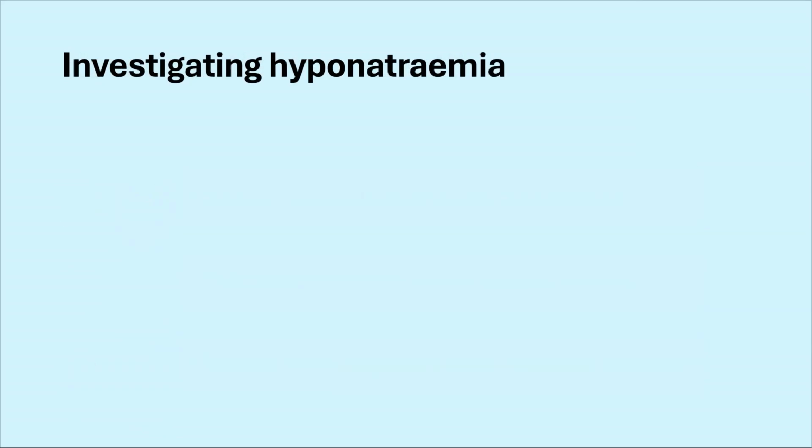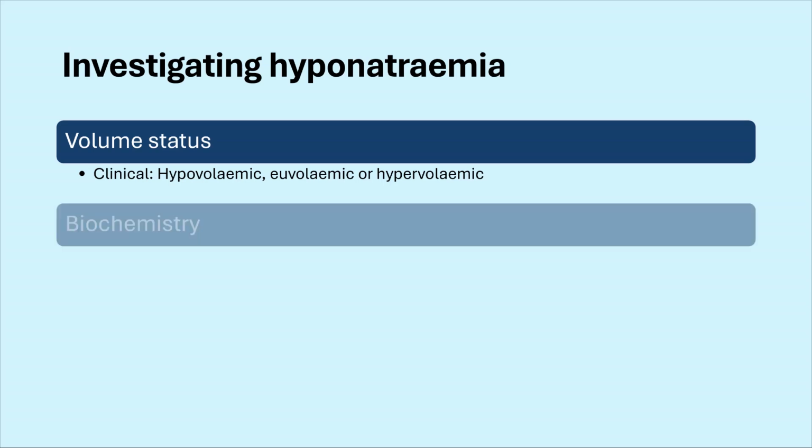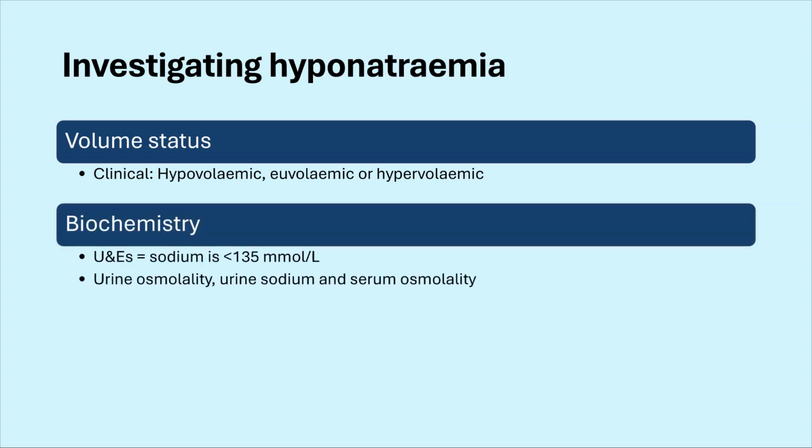Now, how do we investigate people with hyponatremia? Volume status is the main starting point, so go see the patient first. You can clinically categorize these people as whether they are hypovolemic, euvolaemic, or hypervolemic. Depending on how you assess, you can also send for bloods. This includes urea and electrolytes, kidney function tests, also sending urine osmolality, urine sodium, and serum osmolality.